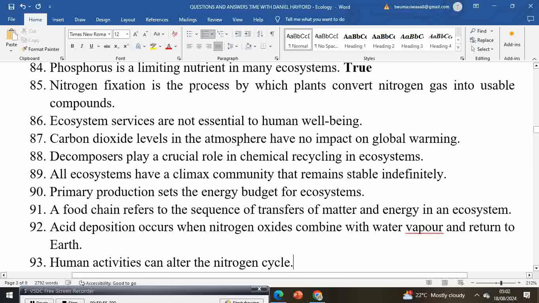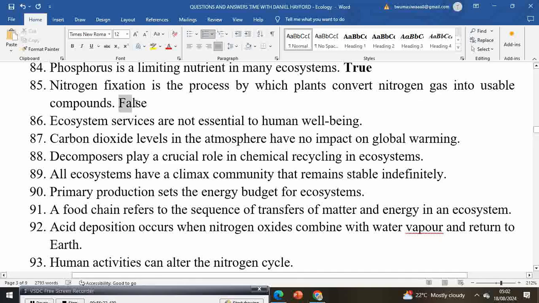Question number 85. Nitrogen fixation is the process by which plants convert nitrogen gas into usable compounds. Is this statement true or false? This statement is false.